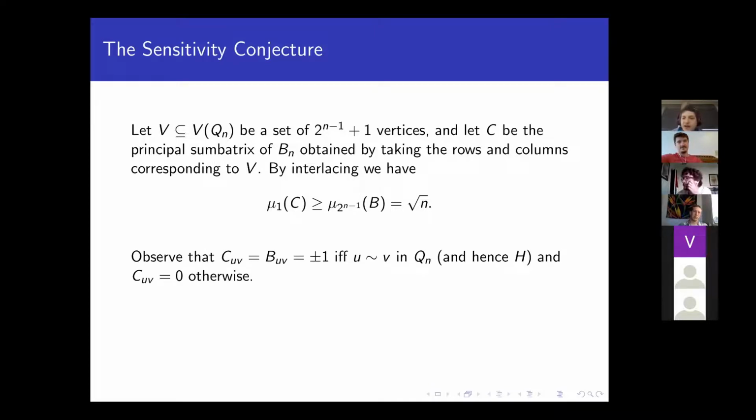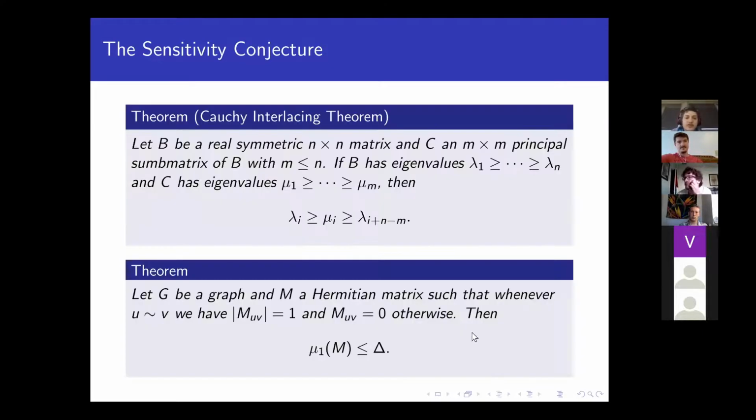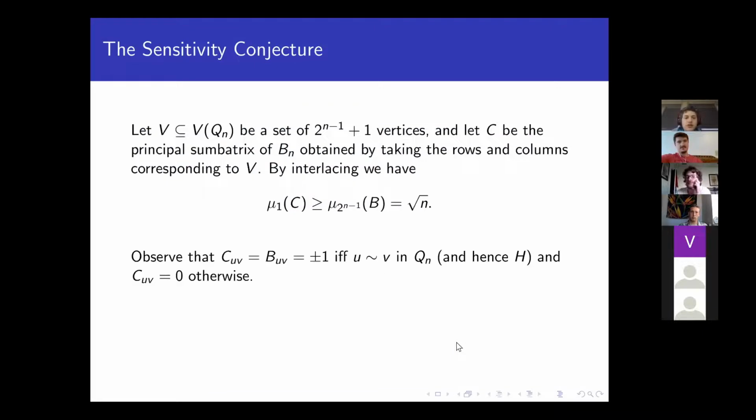And the other fact is that this C is a pseudo adjacency matrix. It satisfies the hypothesis of this theorem here. So the maximum degree of the induced subgraph H is going to be at least the largest eigenvalue of C, and by the thing above, that's at least square root of n. So that proves the sensitivity conjecture for you, all on one slide using 3 basic lemmas. Yeah, any questions about this almost embarrassingly simple proof?